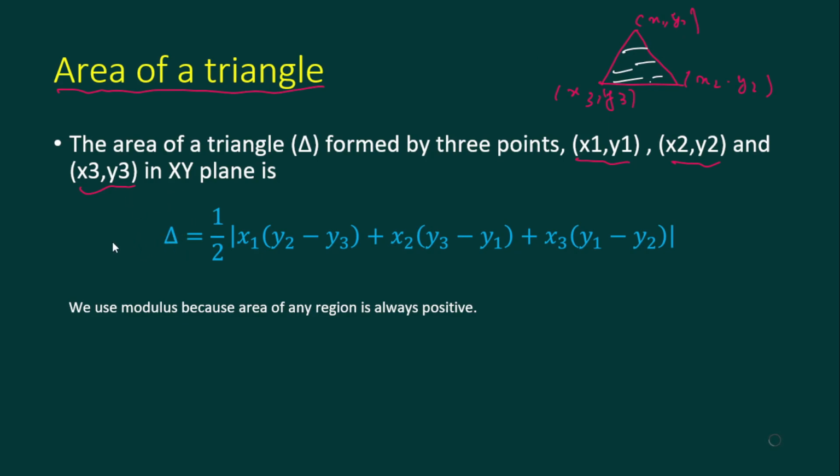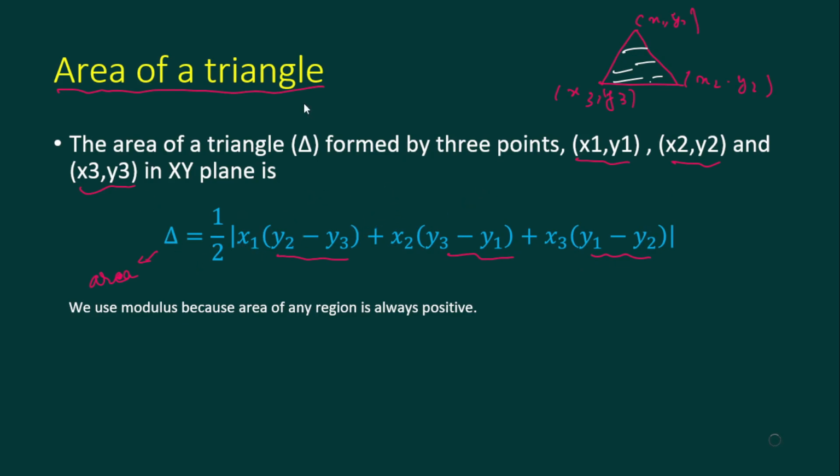The area is known as delta. So what will the area be? It is 1 by 2 modulus of x1 into (y2 minus y3), plus x2 into (y3 minus y1), plus x3 into (y1 minus y2).